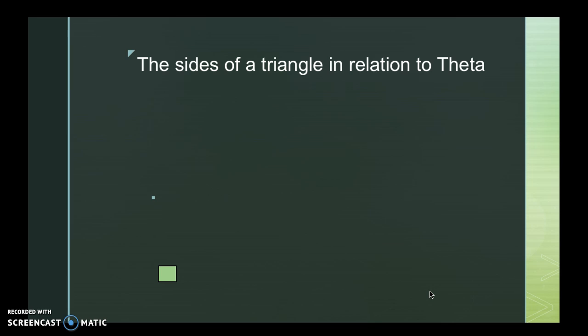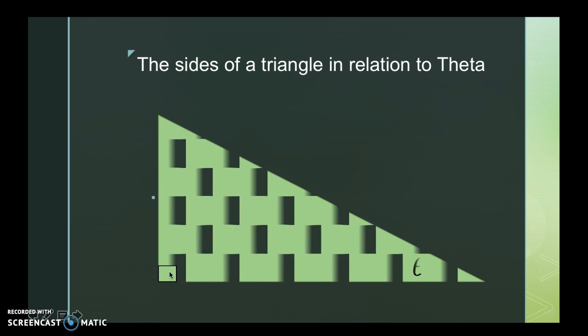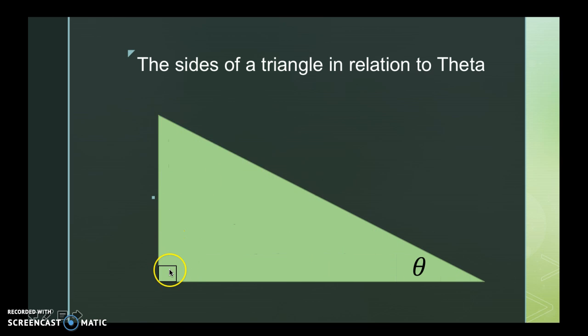The sides of a triangle in relation to theta are based on a right triangle. All triangles must be right when using trigonometry. This symbol is theta. It is a Greek letter. How do we find the sides of the triangle?